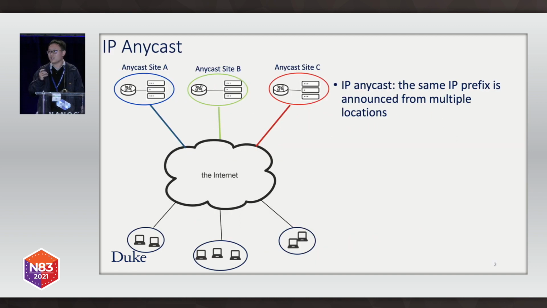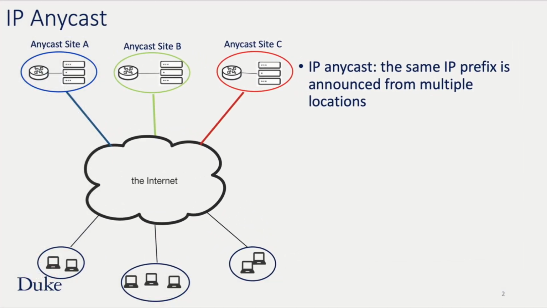First, let me introduce what IP Anycast is. IP Anycast is a routing paradigm that allows you to announce the same IP prefix from multiple different locations. Take this graph as an example. There are 3 Anycast sites, and each site can announce the same IP prefix to the internet.